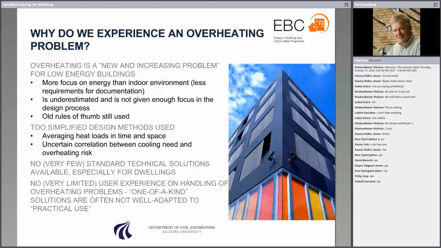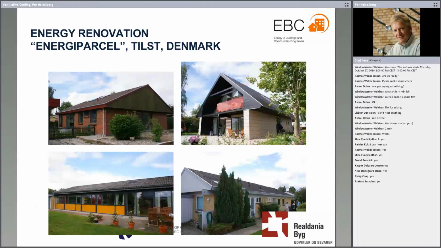Secondly, the methodologies we are using to evaluate energy use in buildings are often too simplified. We are maybe averaging heat loads in time and space, and therefore underestimating the issue. I will show you short examples of what can happen.